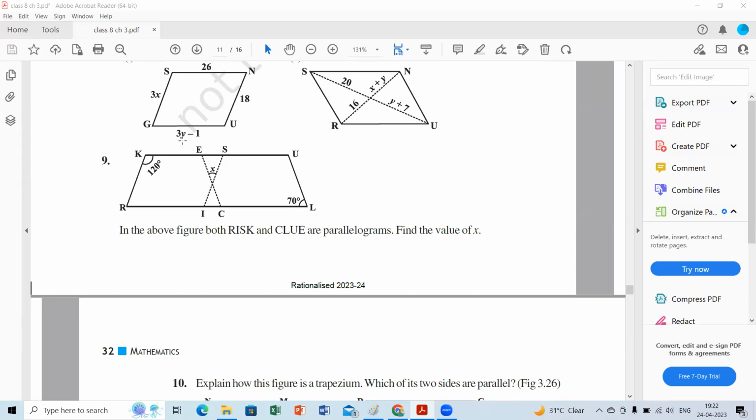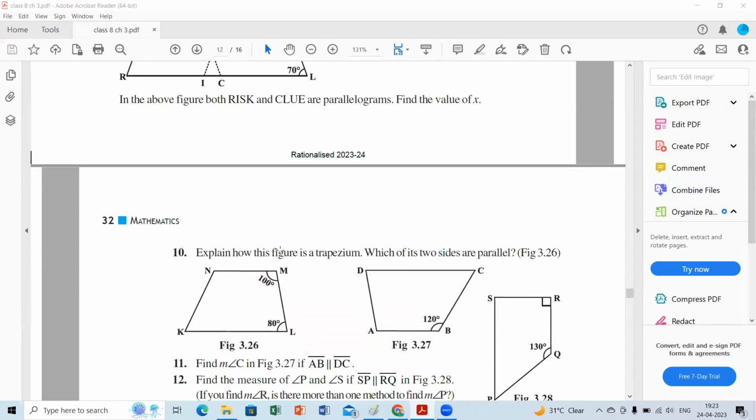Simple thing we discussed: CLUE is a parallelogram. So L and E are opposite vertices, and opposite angles are equal. Based on that you are getting E as 70. To find angle S, 120 plus 60 makes 180, since they are supplementary. So this is 70, this is 60, and the other angle is X, in a triangle. So using the angle sum property we get the unknown angle as 50.